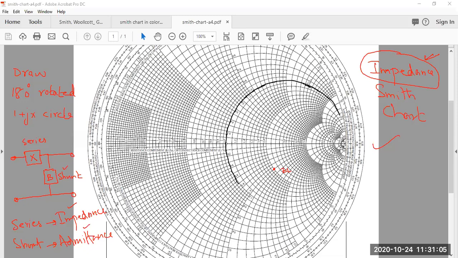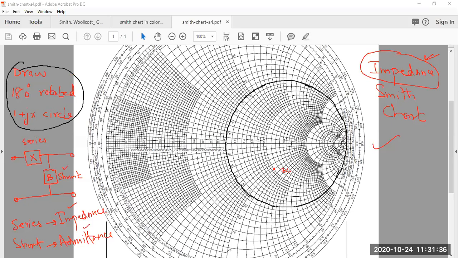But what we are going to do is draw a 180-degree rotated version of this circle. Of course, you must have a compass and scale with you when you are solving such type of problems. I am just drawing them roughly, but you will be able to understand the idea. So what I mentioned is that you need to draw a 180-degree rotated 1 plus jx circle.